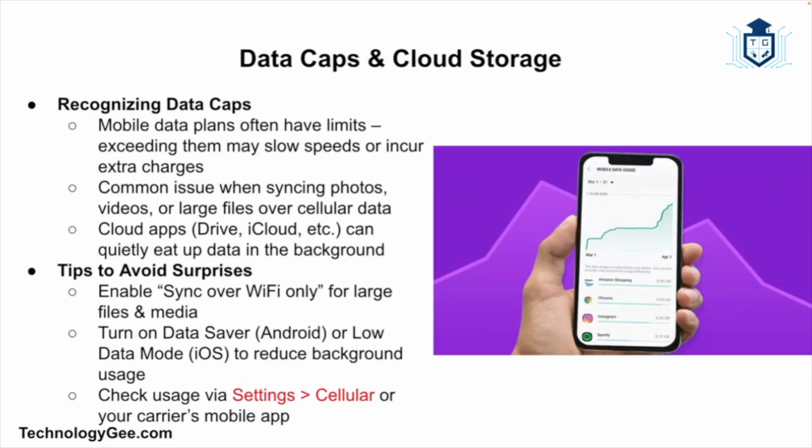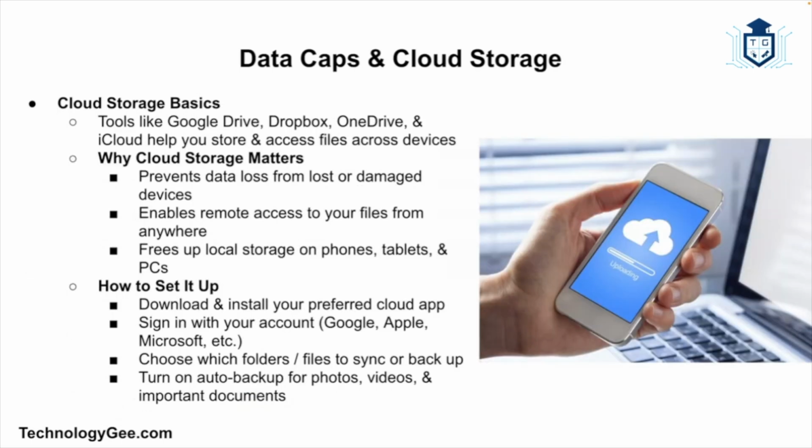All right, so let's move on and talk about data caps and cloud storage. So whether you're syncing photos or using cloud applications, it is important to know your data limits, especially when using mobile networks. And as a pro tip, you want to enable sync over Wi-Fi only for large data transfers. You want to use data saver mode on Android or low data mode on iOS. And you want to monitor your usage by going to your settings and then hitting Cellular or through your carrier's application. Now, when it comes to cloud storage, you have applications like Google Drive, Dropbox, OneDrive, and iCloud.